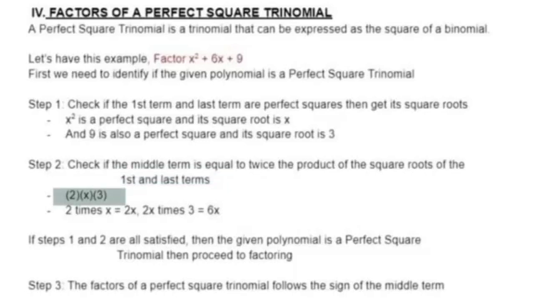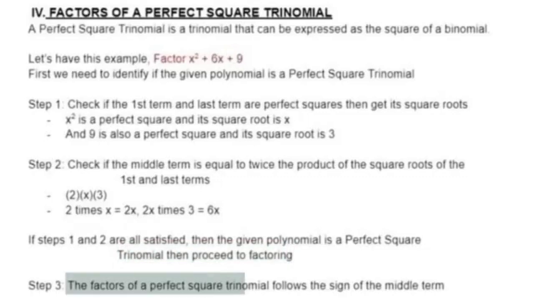2 times x times 3. 2 times x is equal to 2x. Then 2x times 3 is equal to 6x. If steps 1 and 2 are all satisfied, then the given polynomial is a perfect square trinomial. Then proceed to factoring.